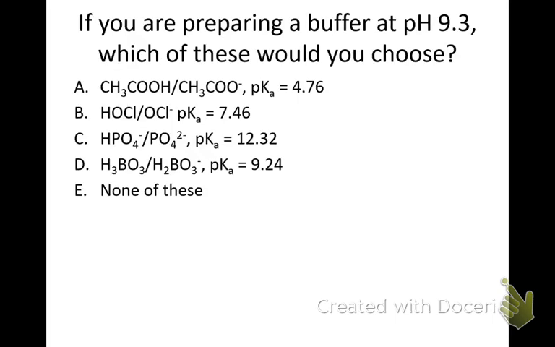All right, now a little bit of practice. If you wanted to prepare a buffer that would keep the solution pH at 9.3, which of these weak acids or weak acid-weak base pairs would you pick? The best choice here is D, boric acid and borate. The reason we picked that is that the pKa is 9.24, which is close, within 1 pH unit, of the pH that we want our solution to be at.